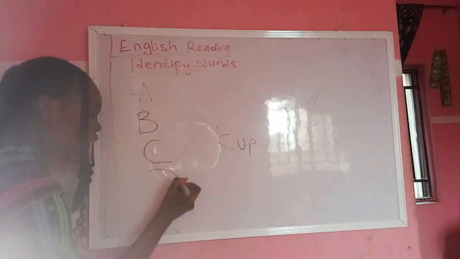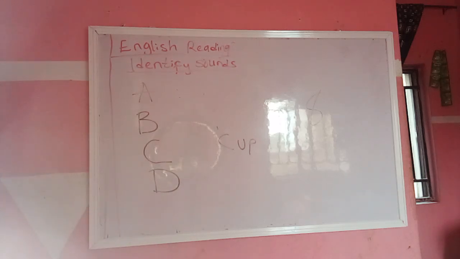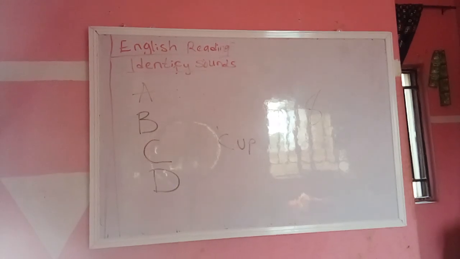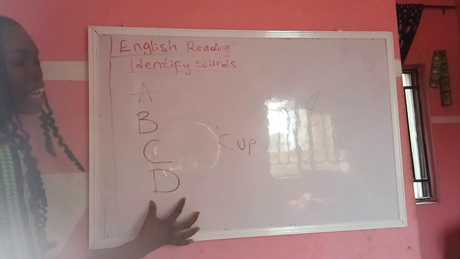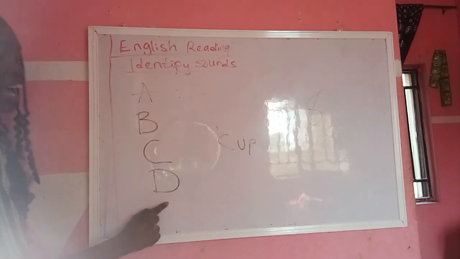Now let's go to the fourth letter. Letter D. So how do you pronounce letter D? We know that A is A, B is B, C is K. Now how can you pronounce letter D? We call it D. Say D. For example, if you want to say, Mommy, I want to drink water, you say D. Drink. So letter D is pronounced as D.